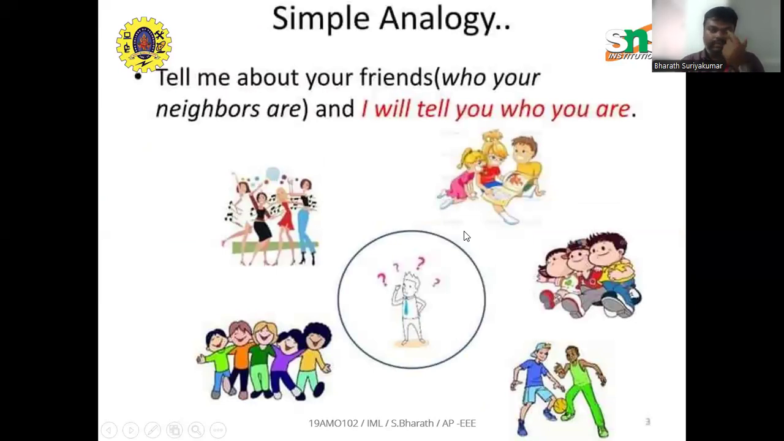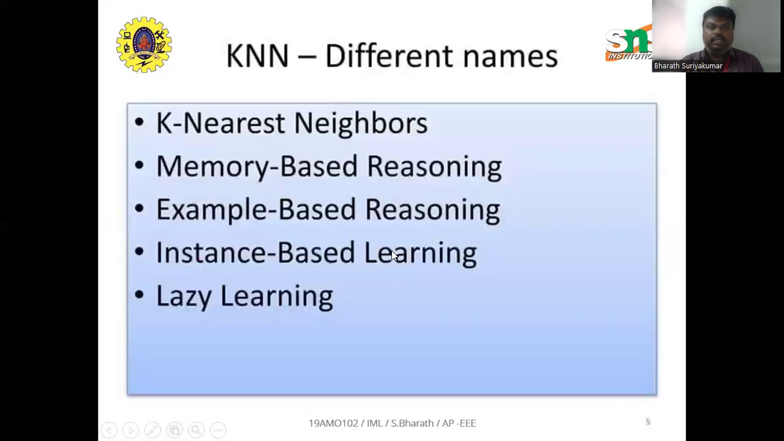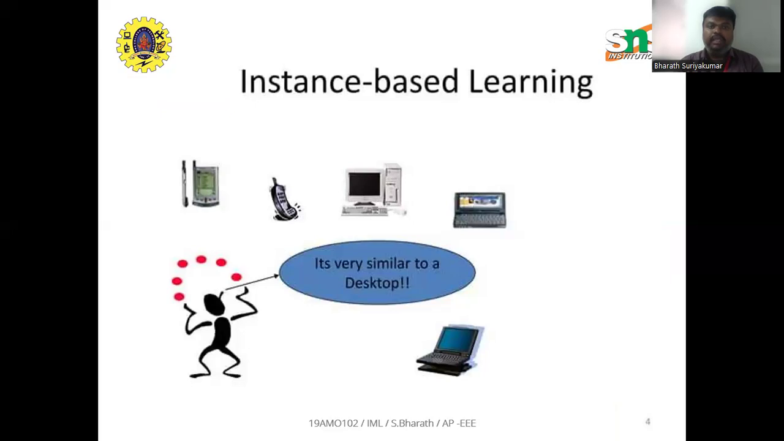We'll start the video with a simple analogy. Tell me about your friends, who your neighbors are, and I will tell you who you are. We have come across this famous quote. By knowing about your friends, we understand who you are. So this process is involved in grouping, instance-based learning.